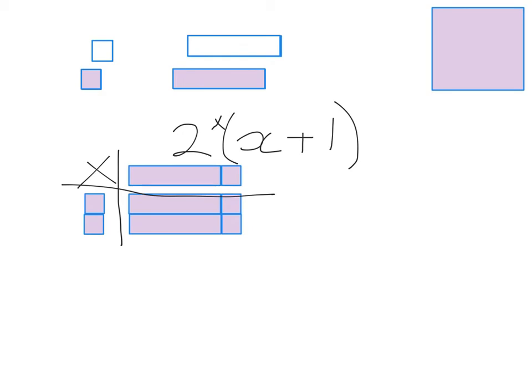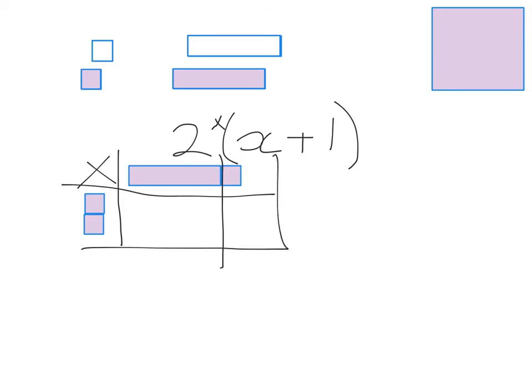Alternatively, you could have done it like this, by, as we usually do with multiplication, splitting it down here. So for this box, I need to multiply x by 2. X multiplied by 2 is 2x. And for this box here, I have to multiply 1 by 2. So I need a rectangle which has dimensions 1 by 2. So it's 1 by 2.